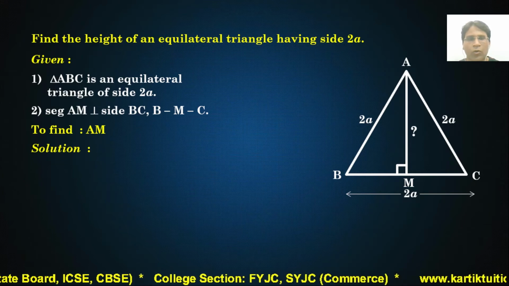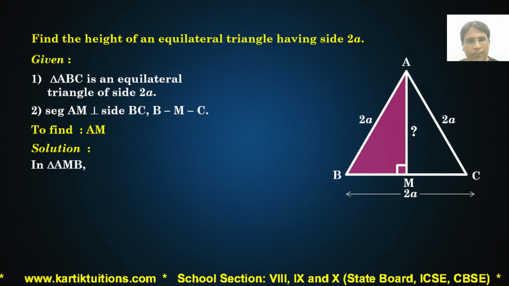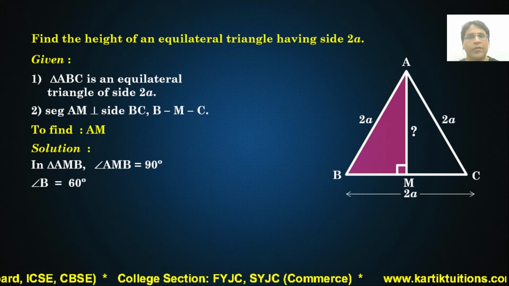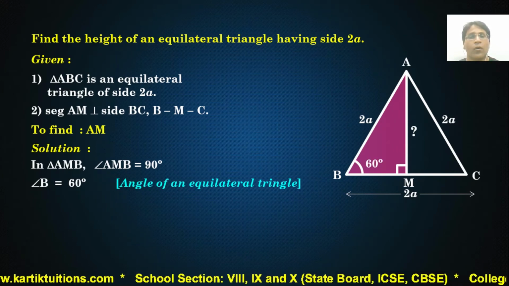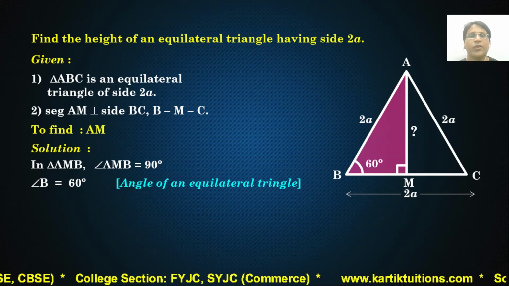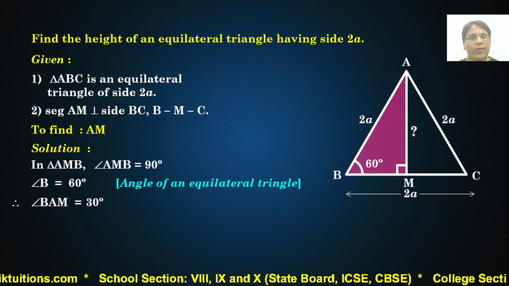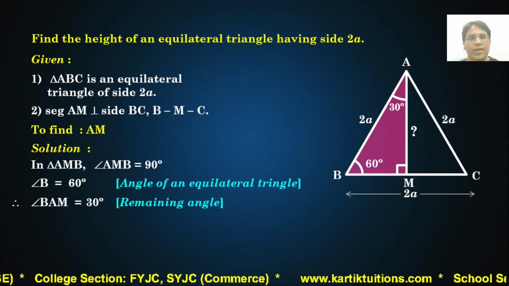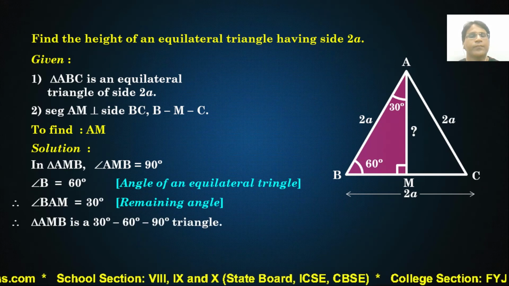Now let's talk about triangle AMB. If you observe triangle AMB, angle M is 90 degrees, angle B will become 60 degrees. Why? Angles of an equilateral triangle. Now in triangle AMB, one angle is 90, one is 60. So the measure of the third angle has to be how much? 30 degrees. Why? Remaining angle of a triangle. Now by these values, the triangle AMB becomes a 30, 60, 90 triangle.